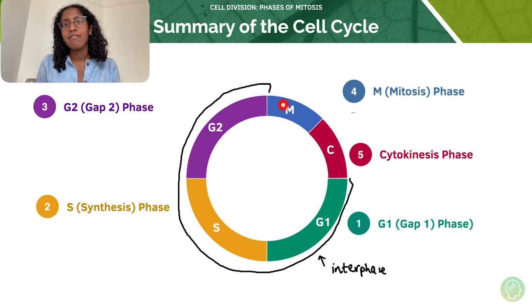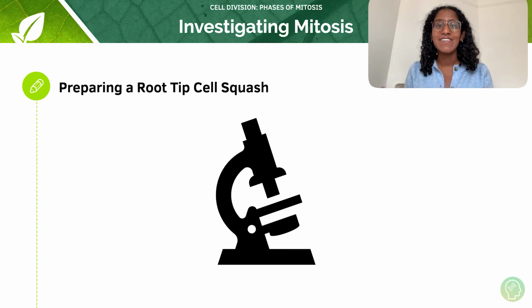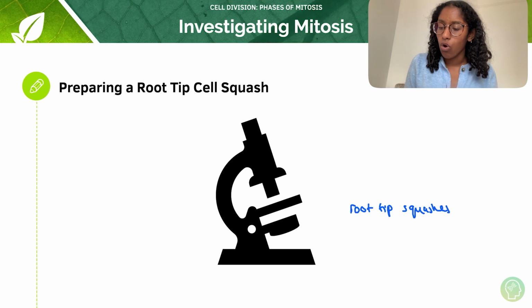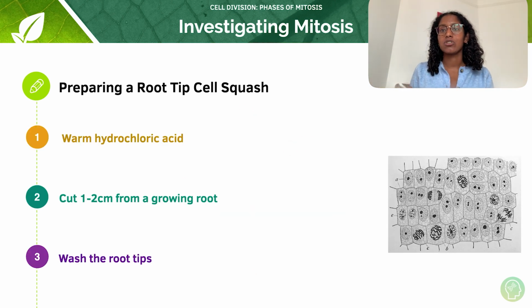Then over here we have mitosis happening, where the cell splits its DNA and organelles into two identical daughter cells, and cytokinesis is that actual splitting of the cell into its two daughter cells. Okay, so we can investigate mitosis using a practical, which focuses on using something called root tip squashes and an optical light microscope. So we're going to go over the stages of this practical.